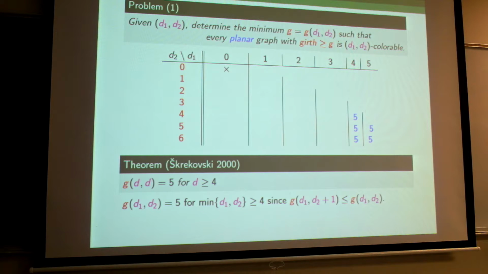So in 2000, Skrekovski proved these values are 5, so he proved this and this, which means these two columns, everything is 5. And then in 2011, 10 years after, Borodin and Kostochka proved the girth threshold for 2-6 colorability is also 5. So they also proved these two entries, but they actually proved infinitely many values down here, because everything down will also be 5.